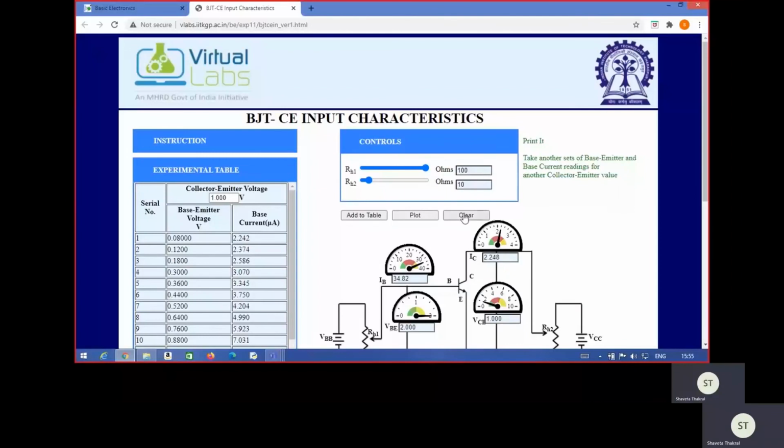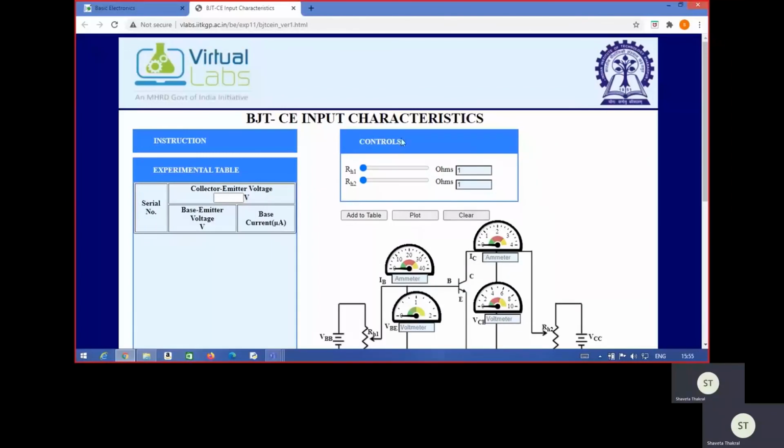So we can clear the readings and again restart the experiment with the same step, like initially both the rheostat values are put at 1 ohm. Then we want to put it constant to another value instead of 1 volt, let's say 2 volts. So we vary rheostat 2 and set it to 2 volt. Here we can see the VCE is put at 2 volt.